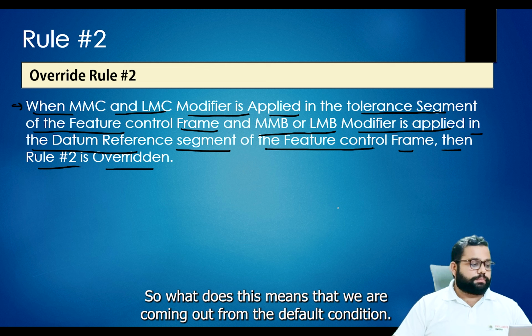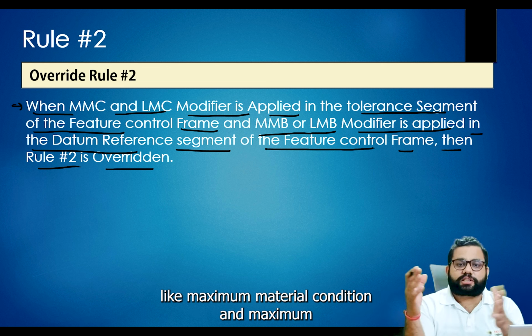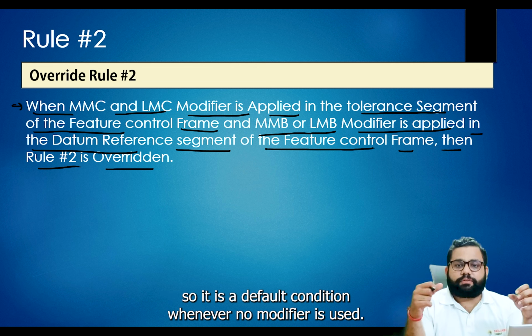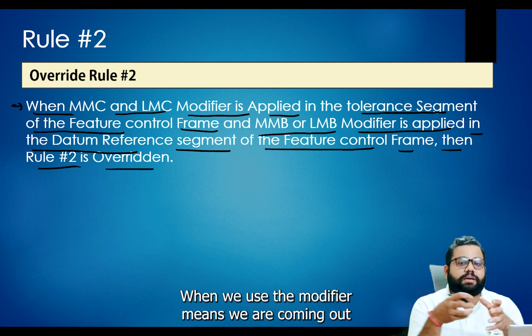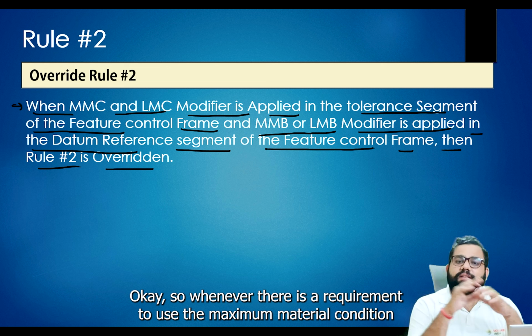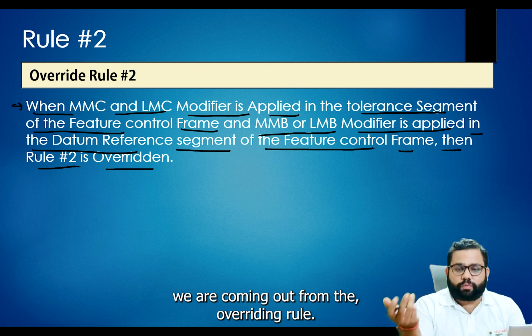Okay. So what does this mean? That we are coming out from the default condition. What is the default condition? Whenever no modifier, like maximum material condition or maximum material boundary, is used in the feature control frame, it is a default condition. When we use the modifier, it means we are coming out from the default condition and we are overriding rule 2. Okay. So whenever there is a requirement to use the maximum material condition or the least material condition with the maximum material boundary or the least material boundary, we are overriding rule 2.